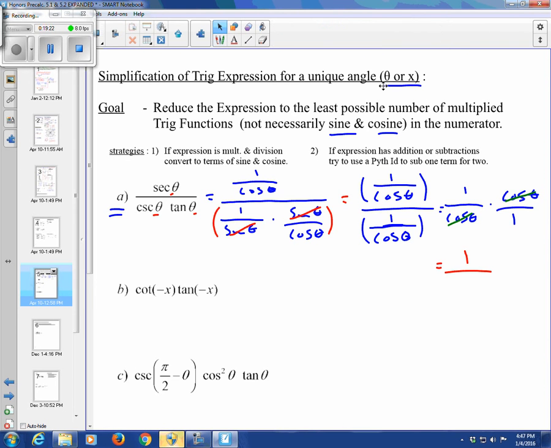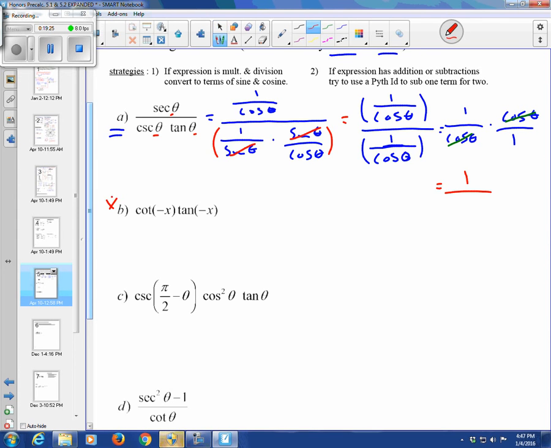So right here, I'm going to let you guys try B and C on your own, and we'll come back and look at these guys in a second.